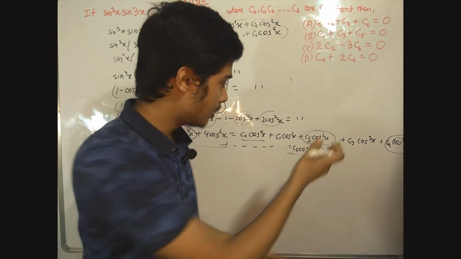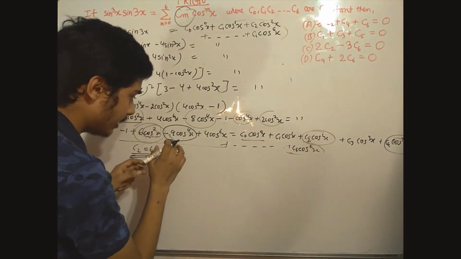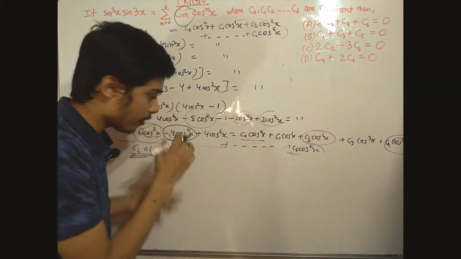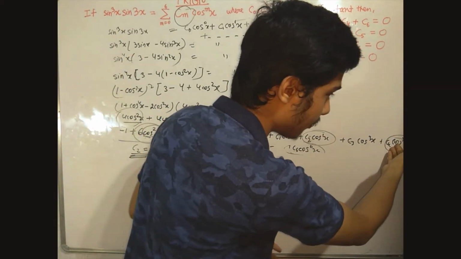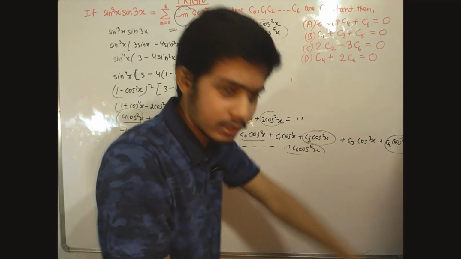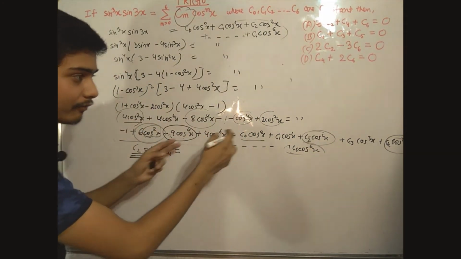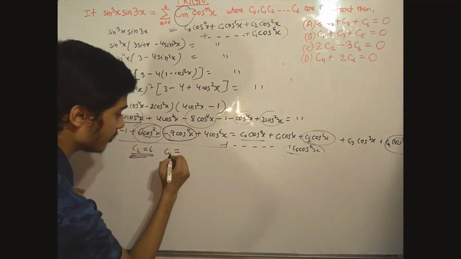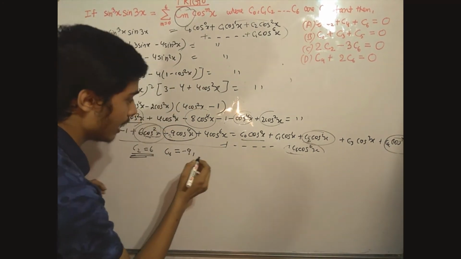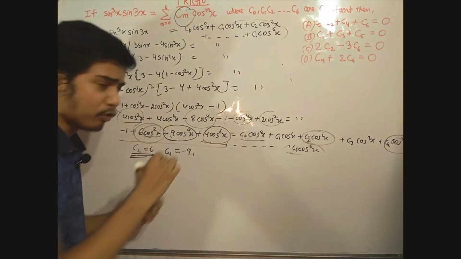It's very simple. Please understand once again that here -9 is the coefficient of cos to the power 4x, and here C4 is the coefficient of cos to the power 4x. So we'll get the value of C4 from here. The value of C4 will be -9.